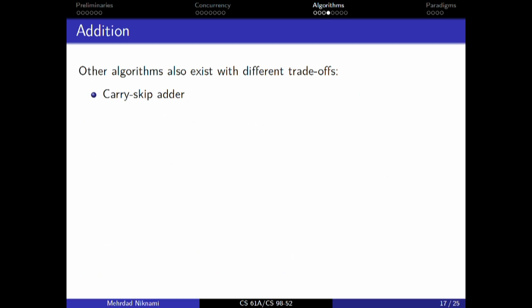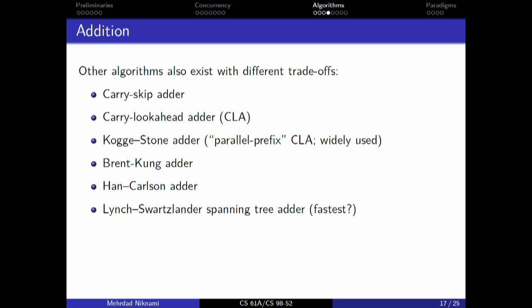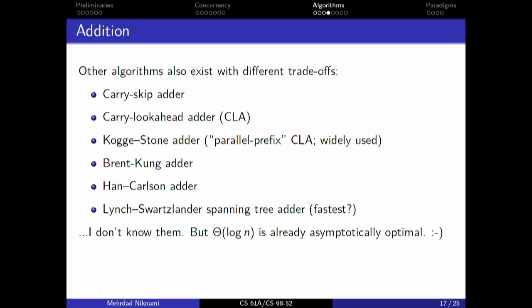Okay. Now there are also other algorithms for this, for addition. There are a lot of them actually. Kogge-Stone is apparently the one that's used a lot in CPUs. There are also other ones. This is apparently the fastest one, and I don't know all of them, but log n is already optimal, at least from a theoretical standpoint.